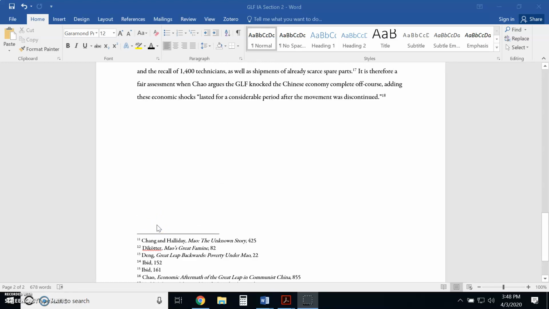So if trying to get to 15 sources or even 10 terrifies you, just understand you only have to cite a source once for it to show up on your bibliography. You only have to cite it once for it to show up on your bibliography.